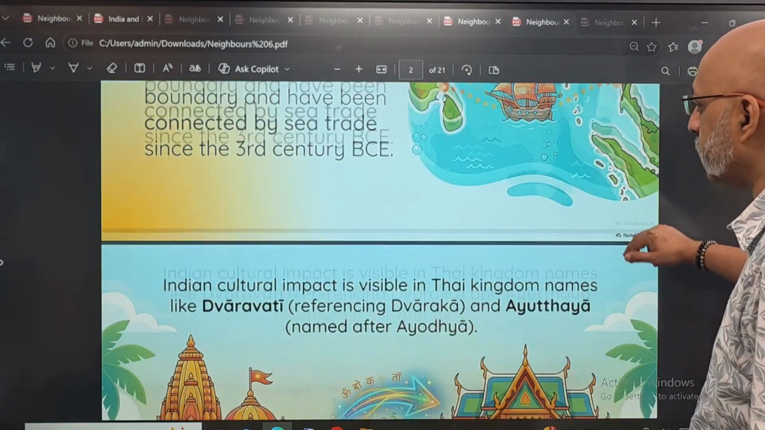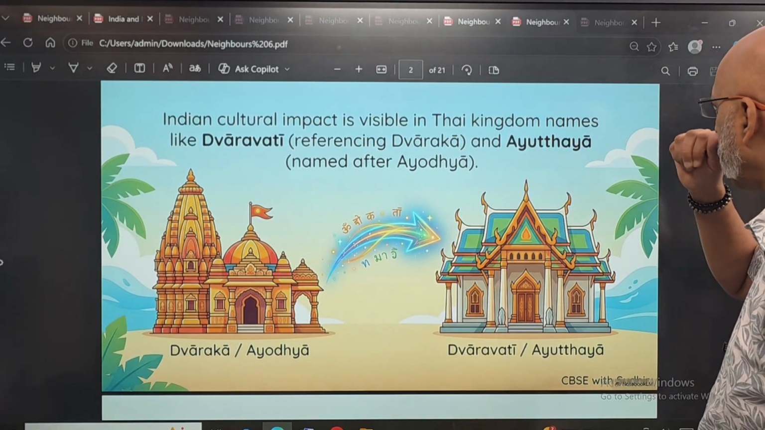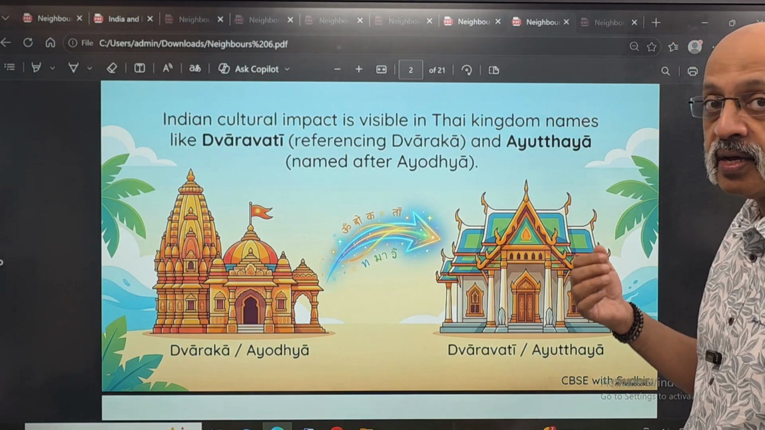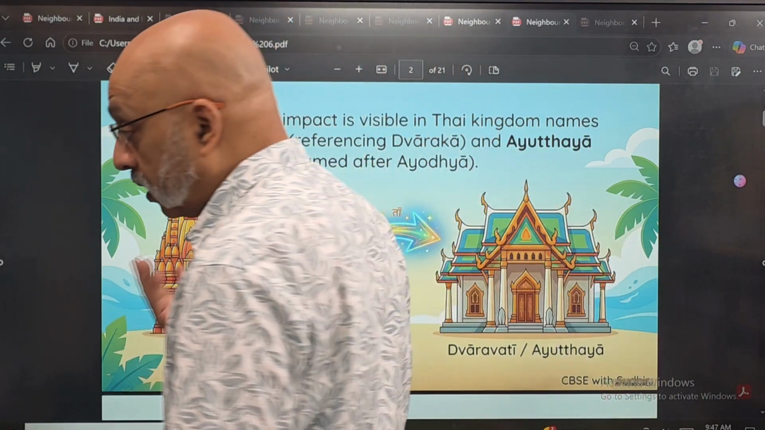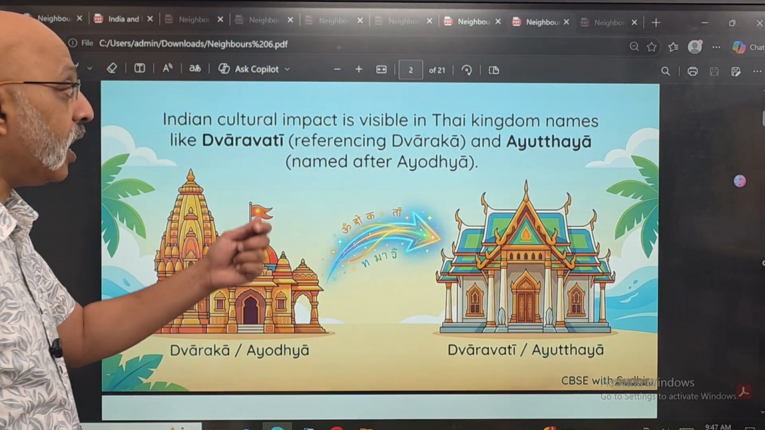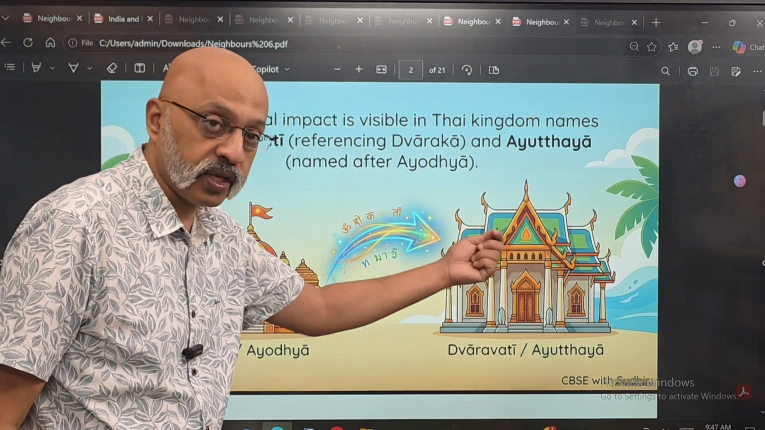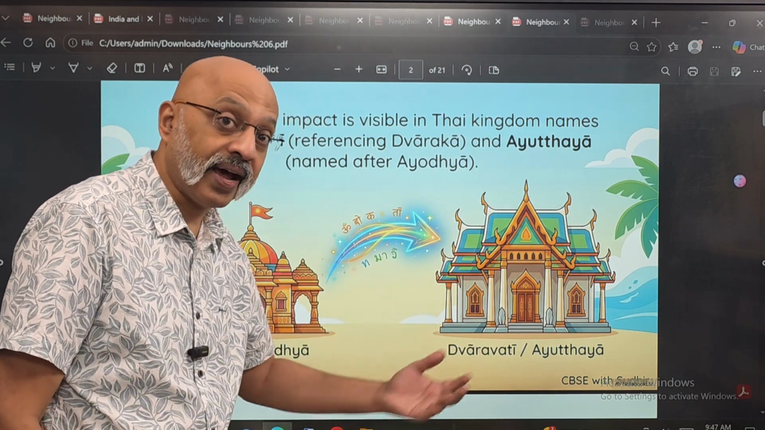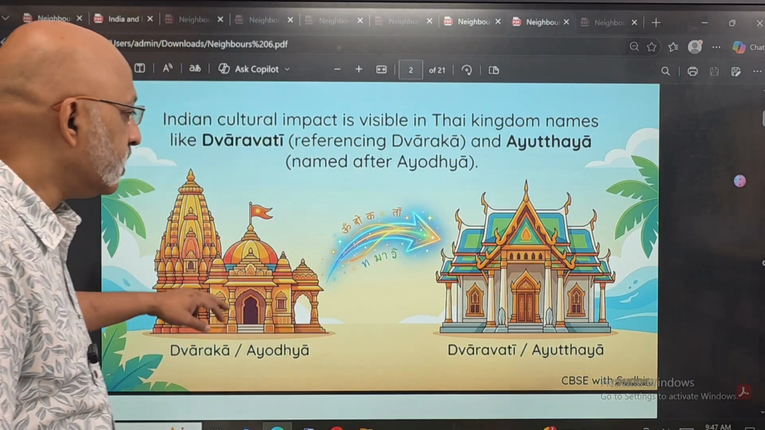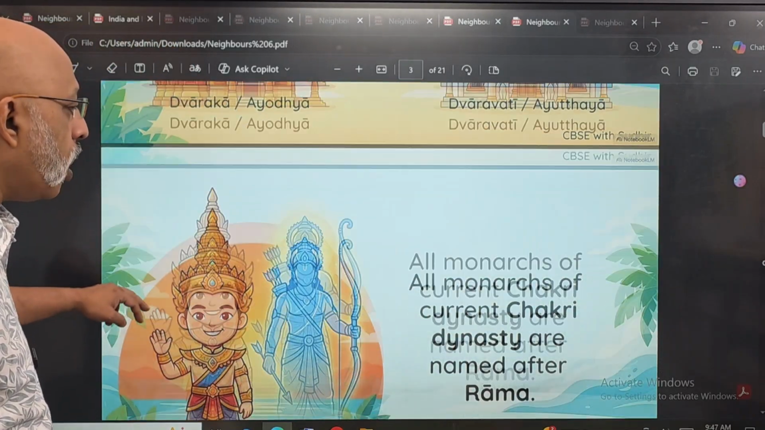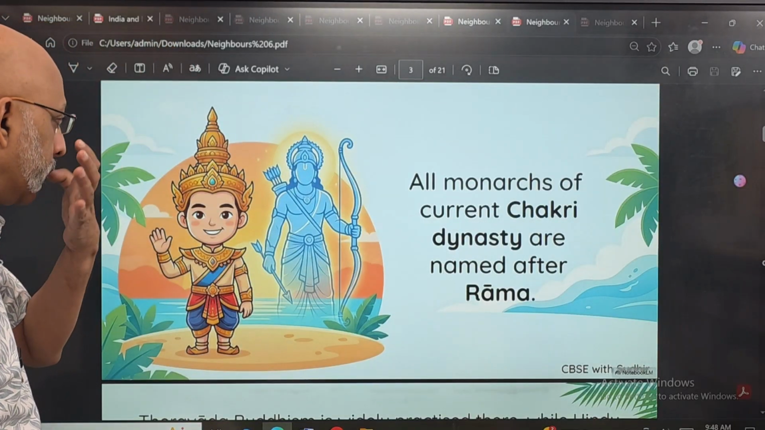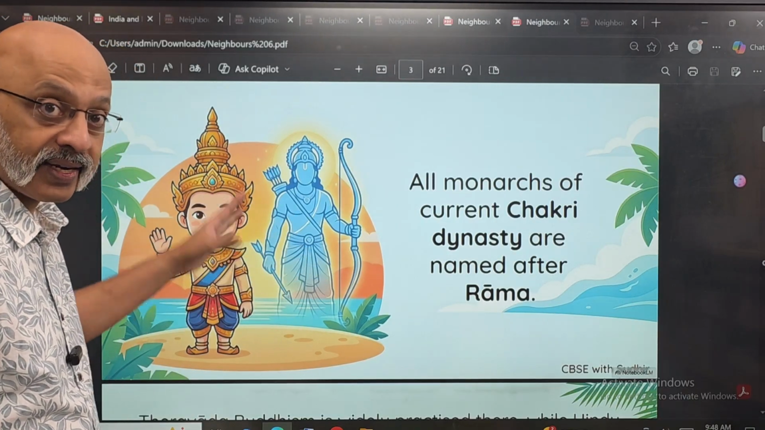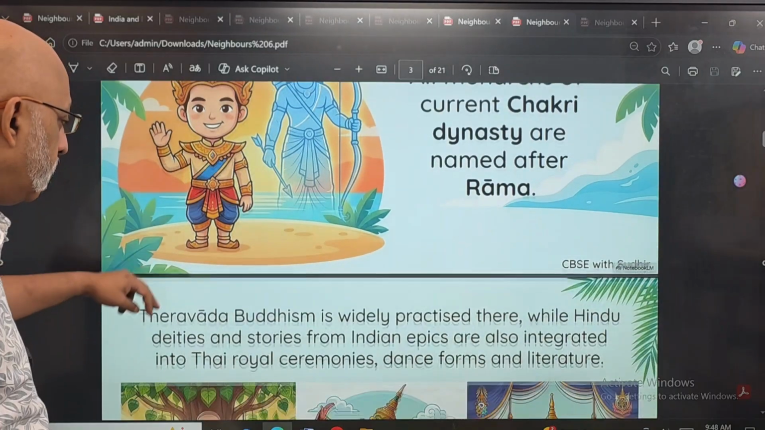Okay, Thailand, whose capital is Bangkok. Indian cultural impact is visible in the Thai kingdom names such as Dwarabati, which is seen as another name for Dwaraka, which is there in Gujarat, and Ayutthaya, which is named after Ayodhya. So you see a lot of reference, not just in Sri Lanka, but also in Thailand of the Ramayana. Okay, this is very interesting. Then all monarchs of the current Chakri dynasty are named after Rama, right? All the kings are named after Lord Rama.